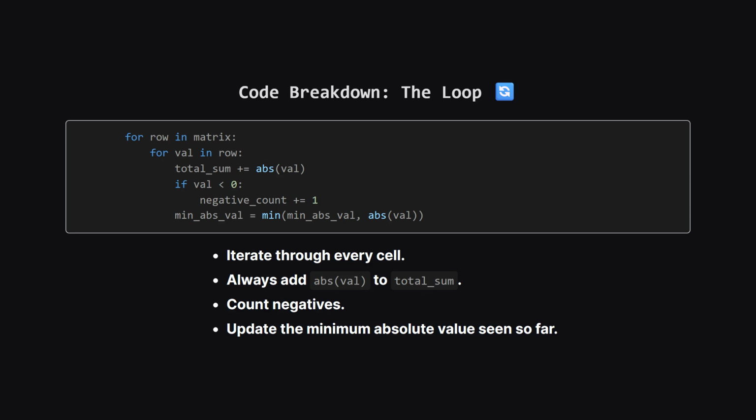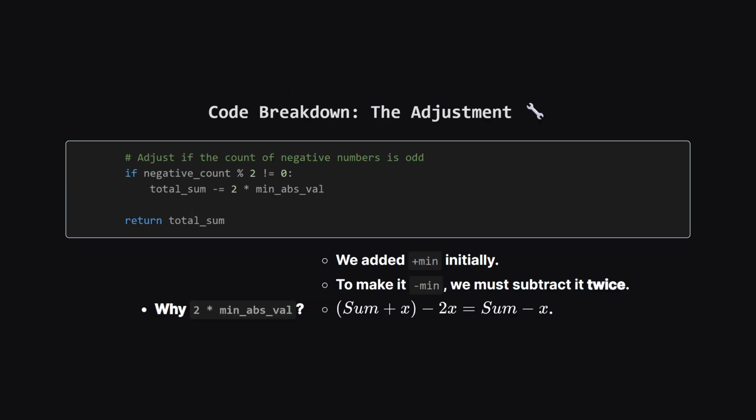Now we loop through every row and every value in the matrix. For each number, regardless of its sign, we add its absolute value to our total. This represents the ideal sum where everything is positive. While we're here, if the number is actually negative, we increment our counter. We also check if this number's absolute value is the smallest we've seen so far, and update our minimum tracker if it is. After checking every number, we have one final decision.